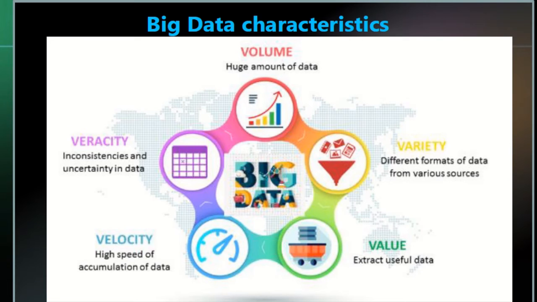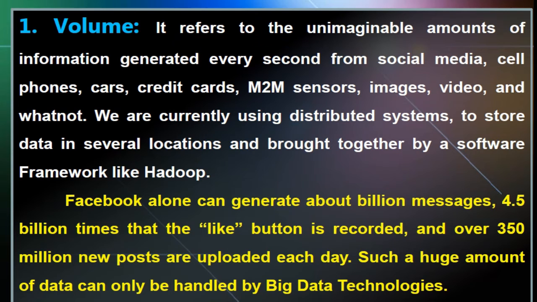Big data characteristics. It has volume, a huge volume of data; variety, different formats of data; value, extracting useful data; velocity, high speed of accumulation of data; and veracity, inconsistency and uncertainty in data. Now, volume. It refers to the unimaginable amounts of information generated every second from social media, cell phones, cars, credit cards, M2M sensors, images, videos, and whatnot.